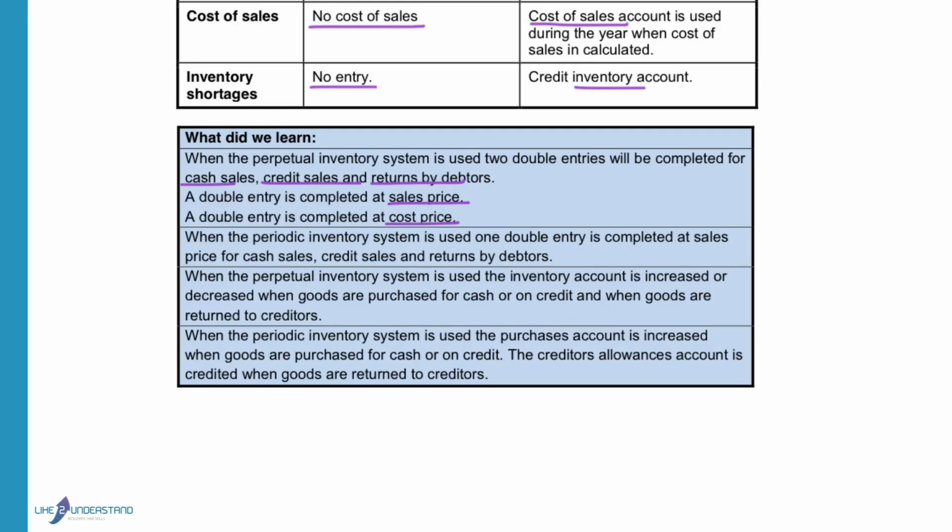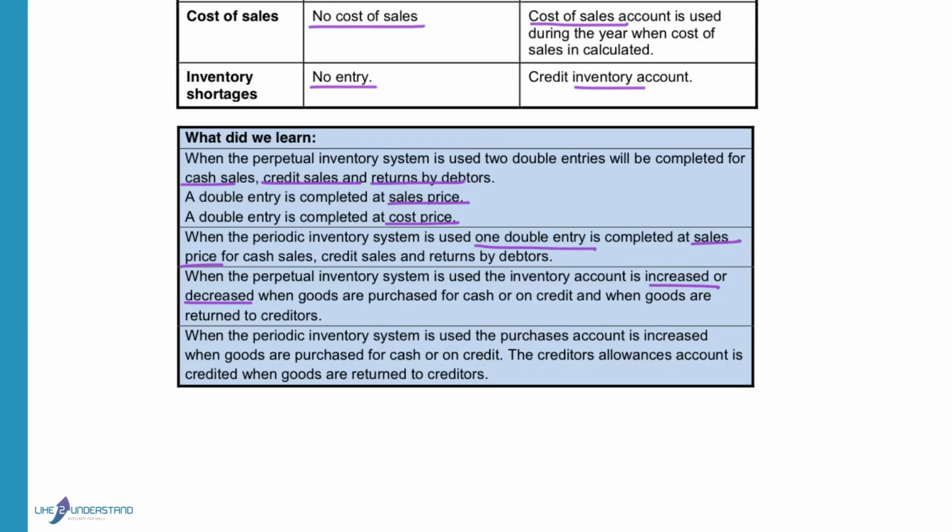When the periodic inventory system is used, only one double entry is completed at the sales price for cash sales, credit sales, and returns by debtors. When the perpetual inventory system is used, the inventory account is increased or decreased when goods are purchased for cash or credit, or when goods are returned to creditors.